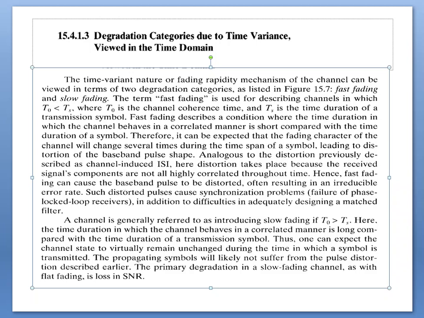Ts, if the time duration in which the channel behaves in a correlated manner is long compared with the time duration of the transmitted symbol. Thus, one can expect the channel state to remain virtually unchanged during the time in which a symbol is transmitted. The propagation will likely not suffer from the pulse distortions described earlier. The primary degradation in a slow fading channel with flat fading is loss in signal to noise ratio.